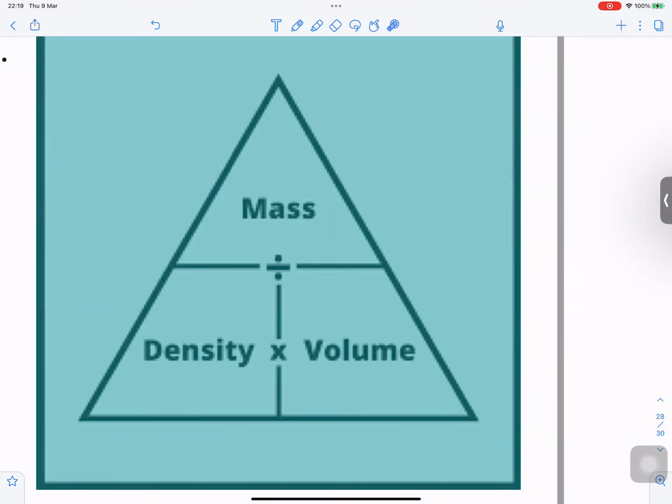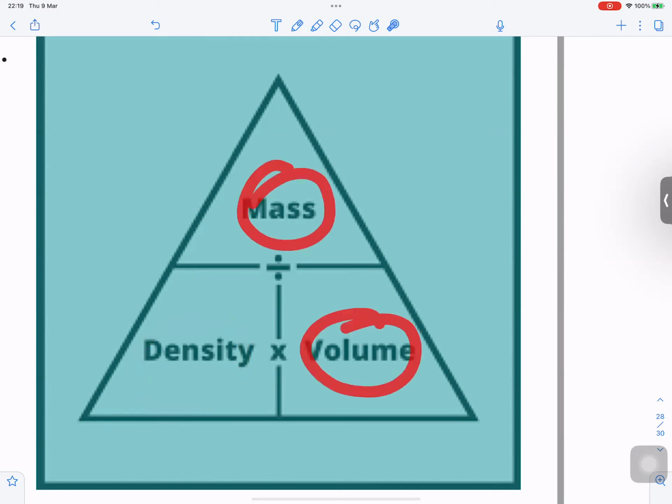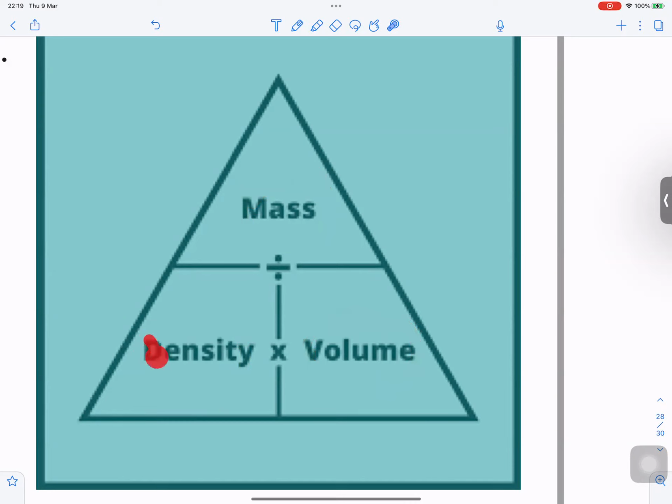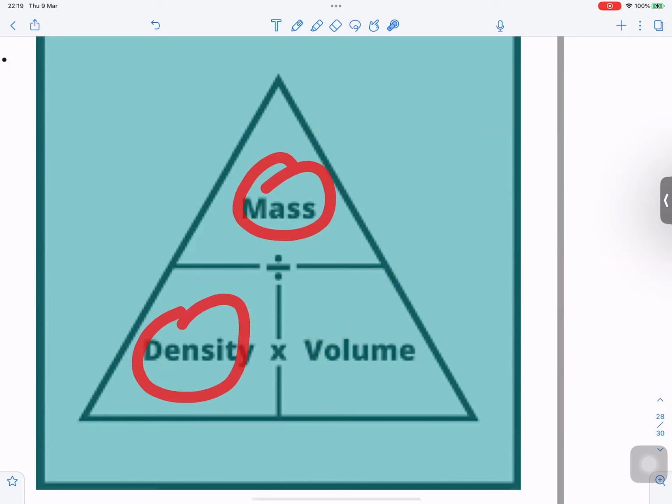We will need this in the next question. Density is given by mass divided by volume. The way I remember it is "don't move Vera". Mass is density times volume.